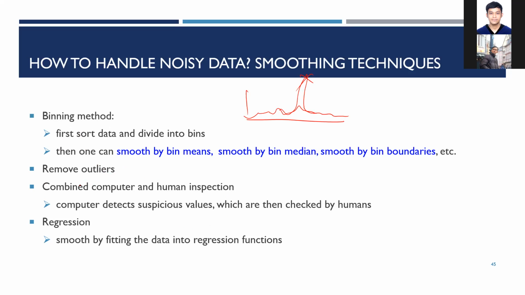In smoothing data to handle noisy data, we also can combine computer and human inspection. For example, we visualize the data and use human decision to see, okay, we can delete this. We also can do regression. In regression, we use a regression model to get smoother data.